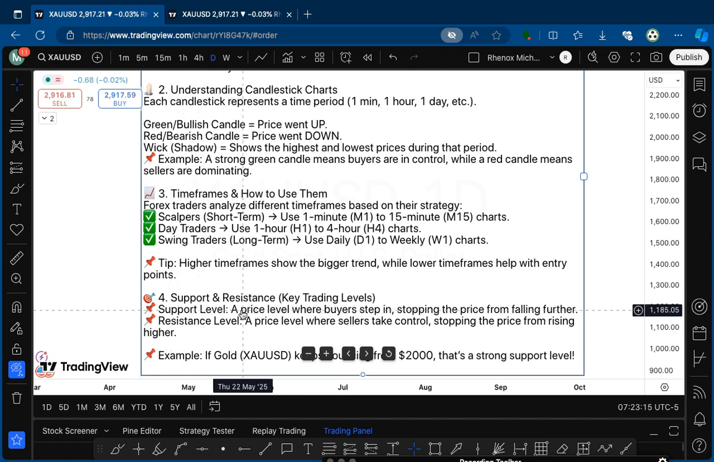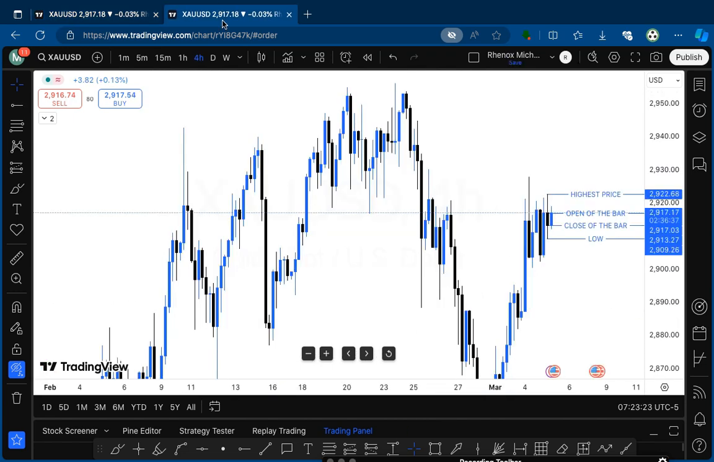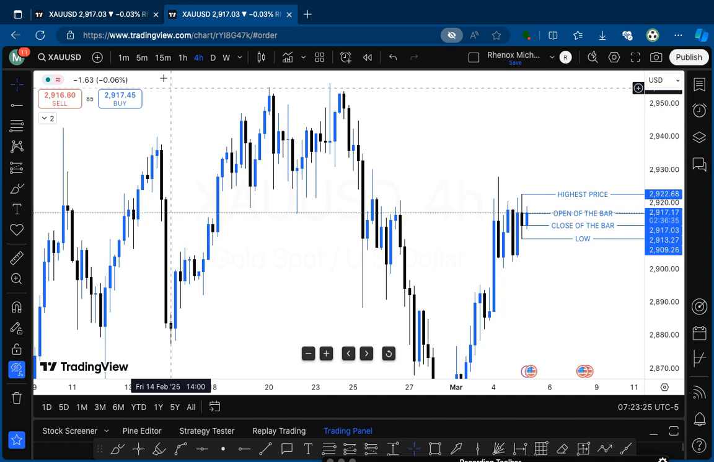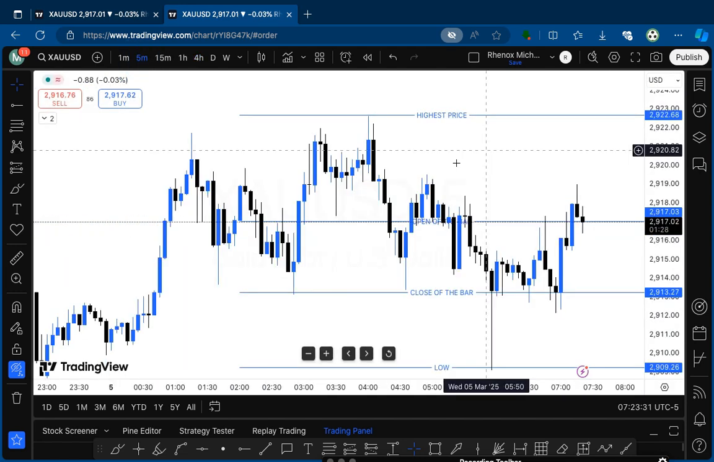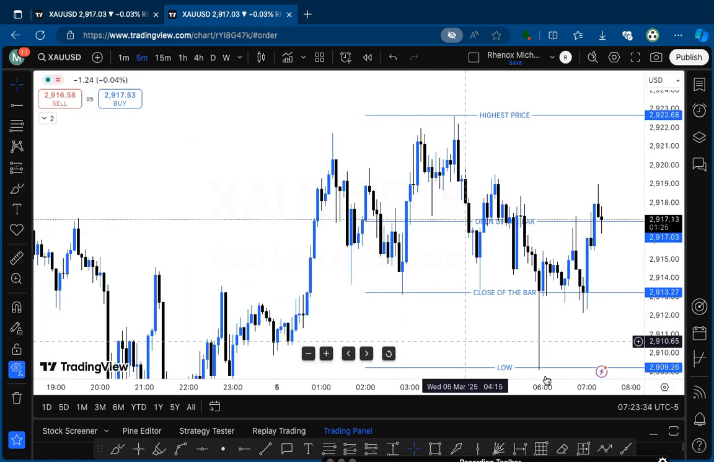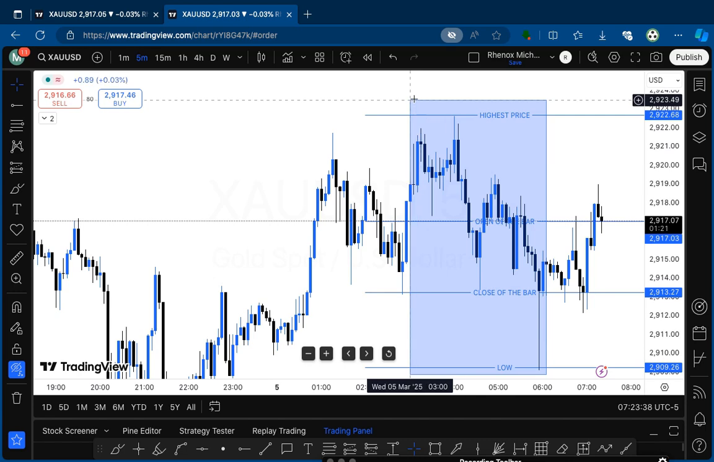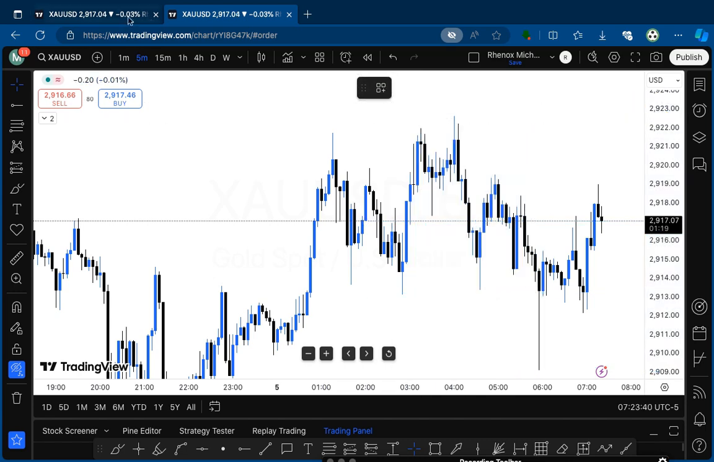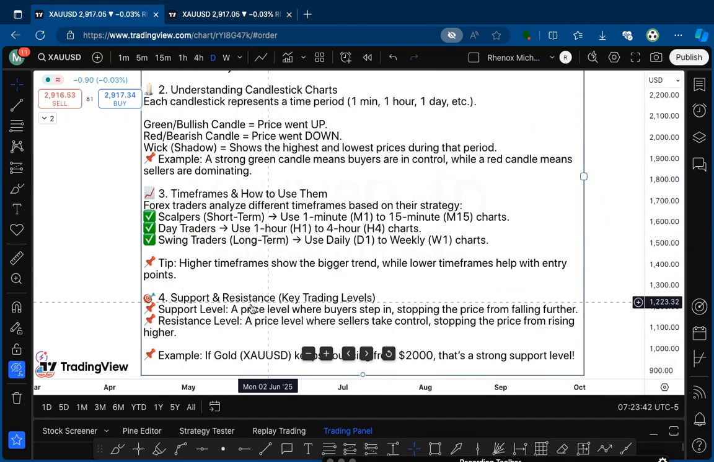Support is a price level where buyers step in, stopping the price from falling further. Let me show you an example of that on the chart here. Support is an area where buyers step in. Let me read that again for you: a price level where buyers step in, stopping the price from falling further.